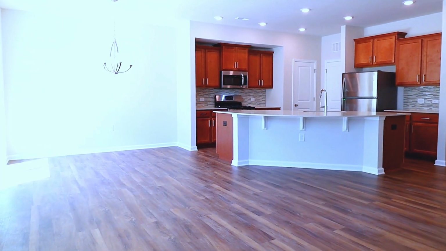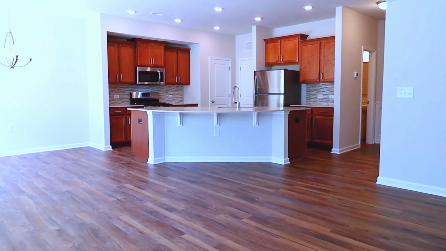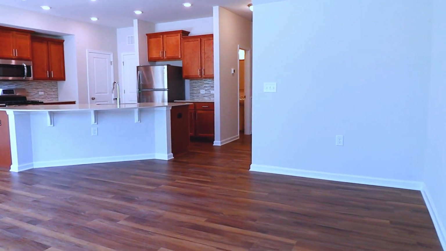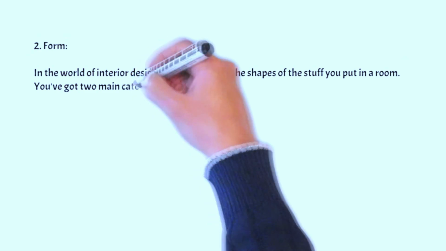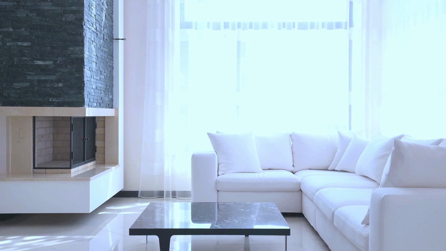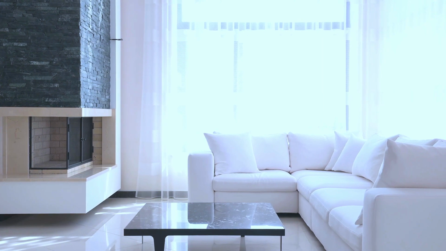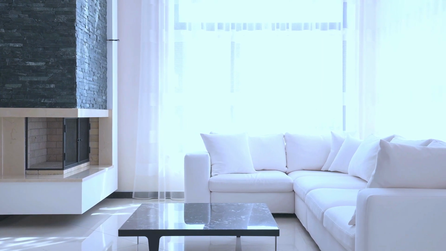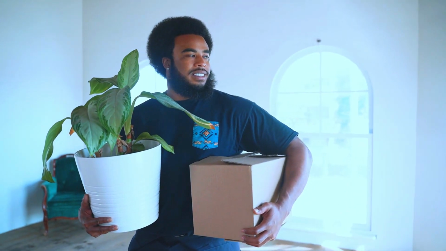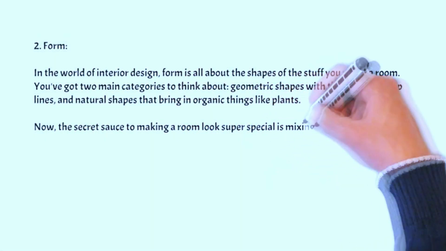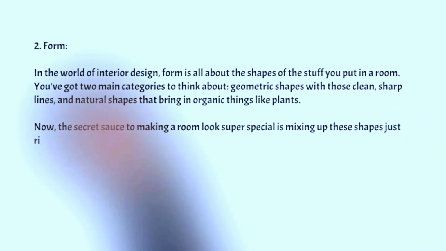Number 2, form. In the world of interior design, form is all about the shapes of the stuff you put in your room. You've got 2 main categories to think about: geometric shapes with those clean, sharp lines, and the natural shape that brings in organic things like plants. Now, the secret sauce to making a room look super special is mixing up these shapes just right.